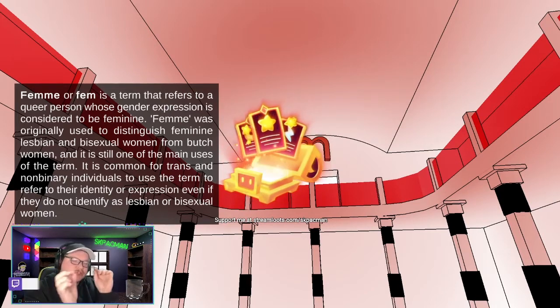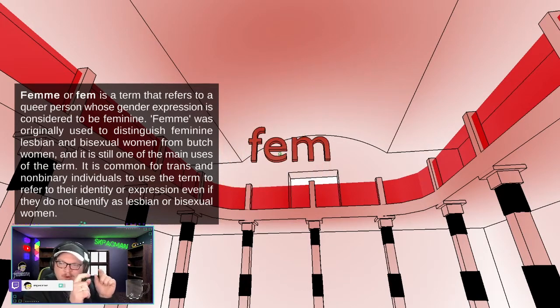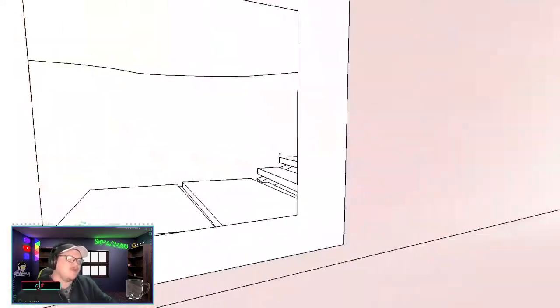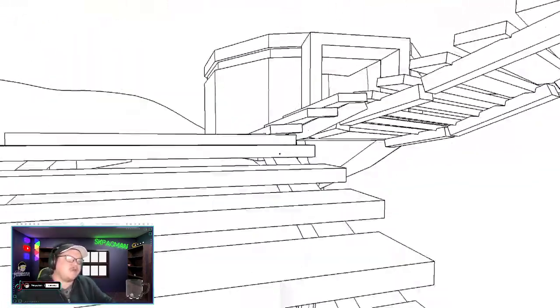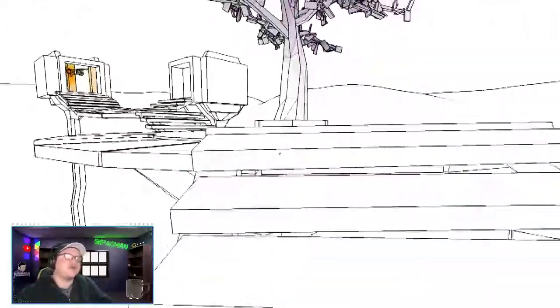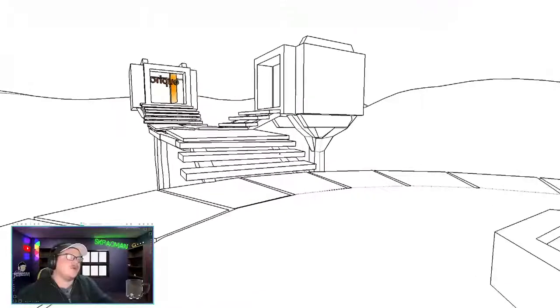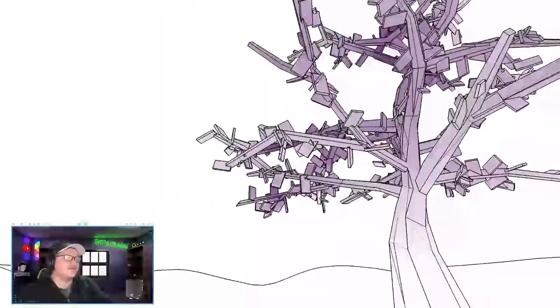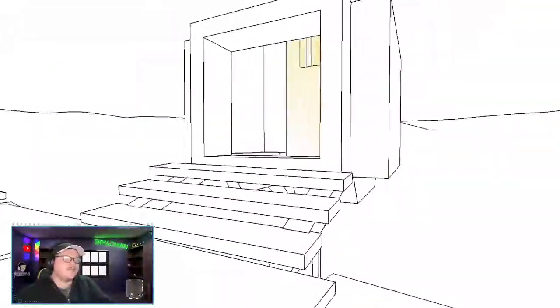So, slight tweak for the developer that wrote this. Butch isn't really a term that's used much anymore. It's either femme or masculine. Just a quick criticism about that, if anybody wants to change that. Not many people go by butch because it got a negative connotation after a while. Anyway, that's a cool tree. I like the purple. That's a nice shade of purple.